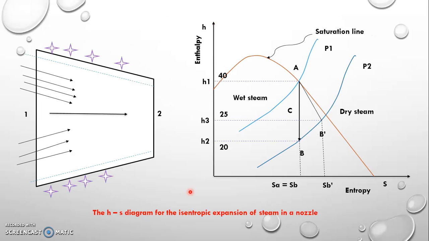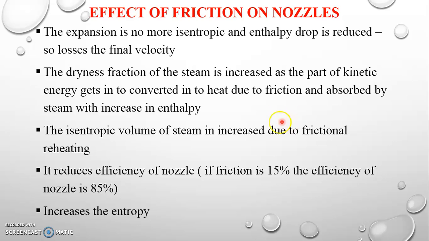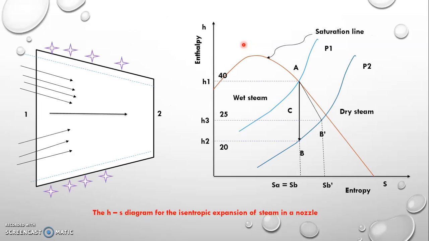Increase the entropy. The figure shows the H-S diagram for the isentropic expansion of steam in a nozzle, enthalpy versus entropy. The upper curve is the saturation line. From here, the initial pressure is P1 and the final pressure is P2. The process A to B is the isentropic expansion process, and A to B dash is the actual process. The expansion is no more isentropic and enthalpy drop is reduced, so it loses the final velocity.